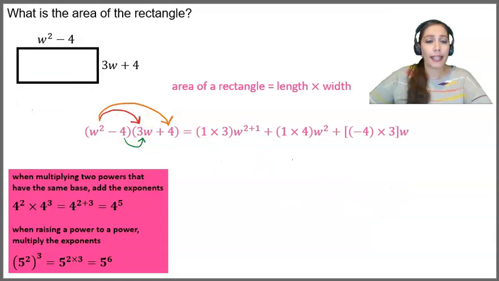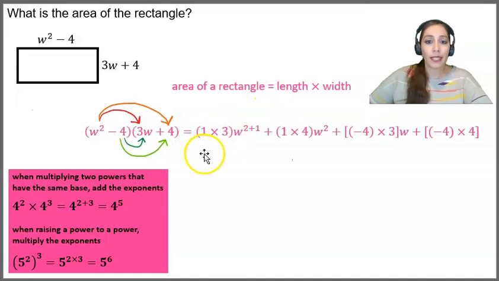Now we can look at our last one. So that would be the last of both of them. That is going to be negative 4 times positive 4. And when we do that, you see there's no w's there whatsoever, so we're just going to multiply those two numbers. From here, we can go ahead and reduce each one.